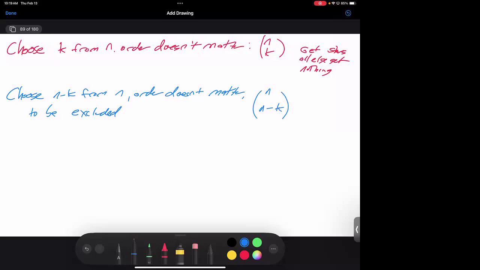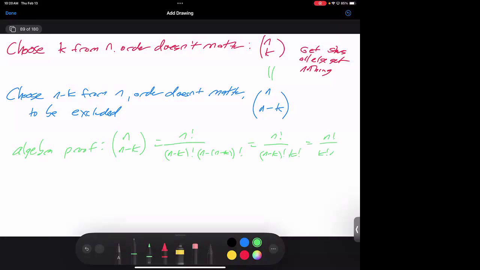And what should be true about these two things? They should be the same. So this is a proof by story. You could, of course, go through and do the algebra. Algebra proof: n choose n minus k is n factorial over n minus k factorial times k factorial, which is n factorial over k factorial times n minus k factorial, which is n choose k.